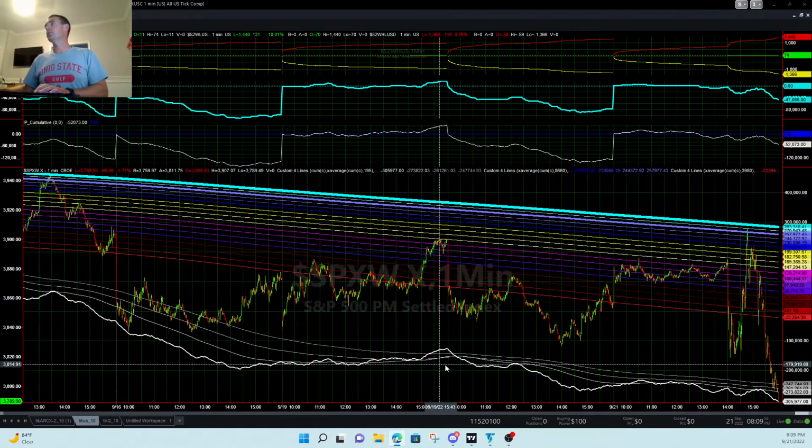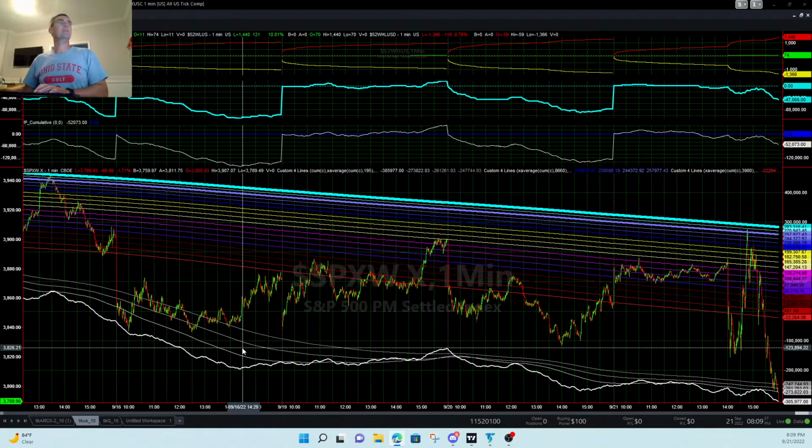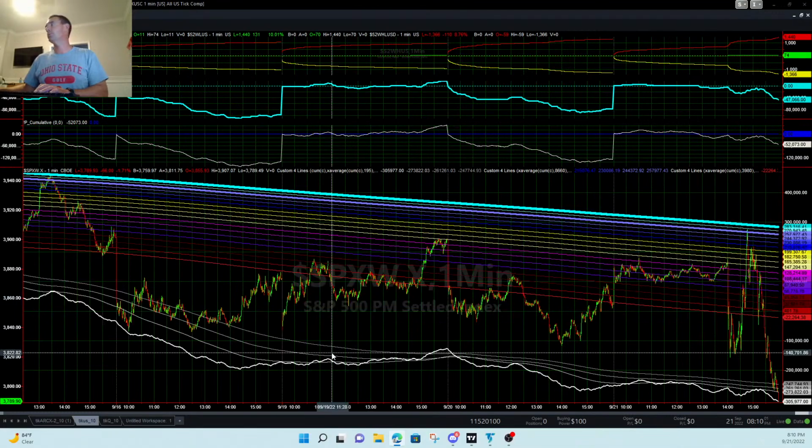These are shorter term cumulative tick. We base kind of intermediate to swing trades on this. This would be our longer term model. This would be our shorter term model.